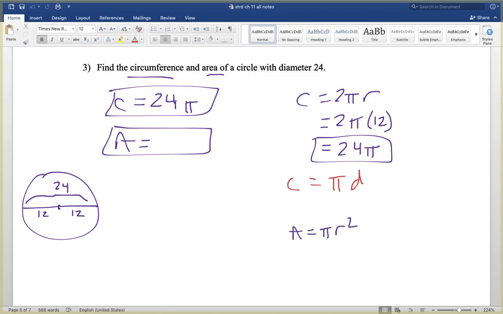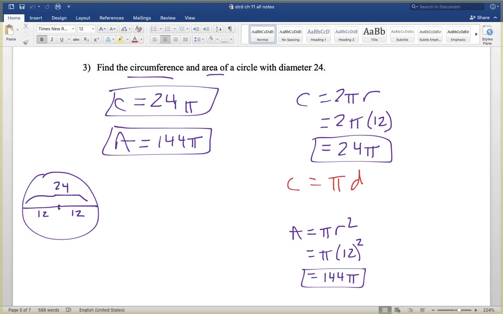Area is equal to pi radius squared, and there's not a formula for the area using the diameter, so we do need to use the radius here. So our radius is 12. 12 times 12 is 144. So we get 144 pi as our area here.